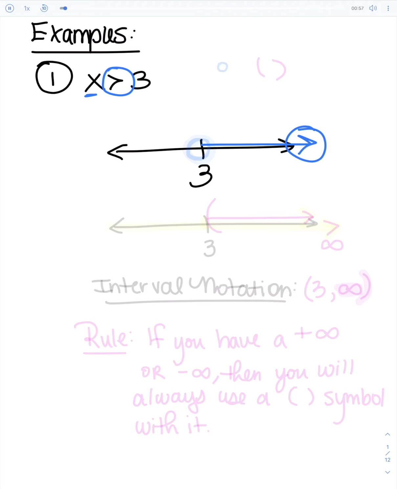The other part is figuring out what symbol goes at the 3. Well, because it's a greater than and not a greater than or equal to, it means we actually don't want to include the number 3. So what we would do is put a big open circle at 3 that indicates anything after 3, but not actually equal to 3. That's what the big open circles mean.